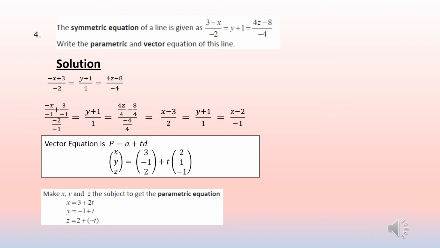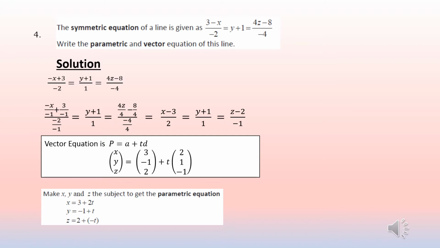To answer this question, we will first rewrite the symmetric equation by writing down the x, y, and z first in the numerator. So the first fraction in the symmetric equation becomes (negative x plus 3) divided by negative 2, is equal to y plus 1 as a fraction will be (y plus 1) upon 1, and that is equal to (4z minus 8) upon negative 4.